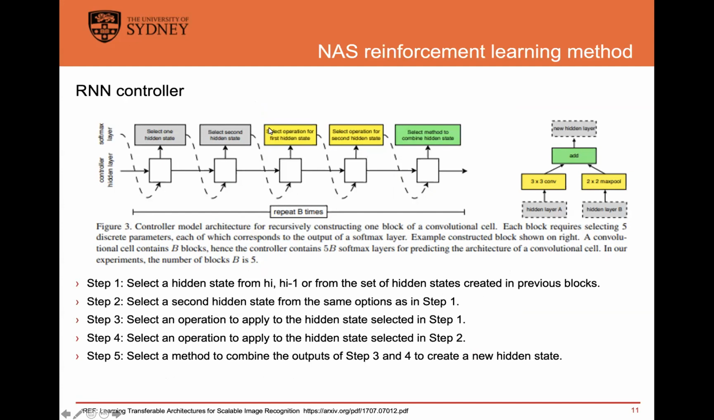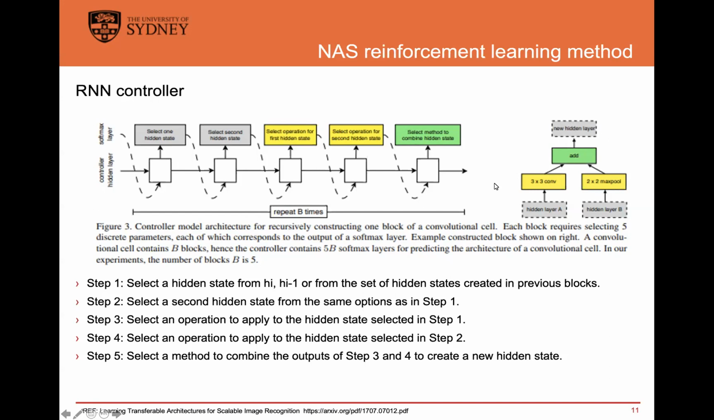And then the next step is to select a second operation onto the first hidden layer that you have chosen. And then after that, you have another little cell in the RNN that selects the third operation for the second hidden state. And then lastly, you select an operation to concatenate together.